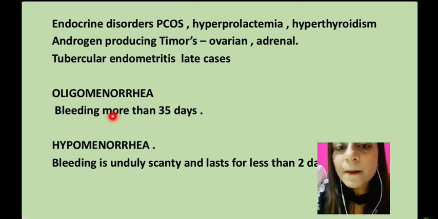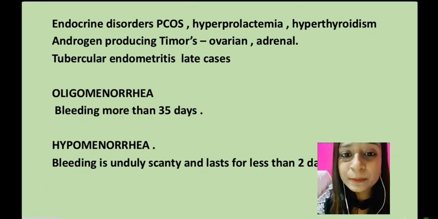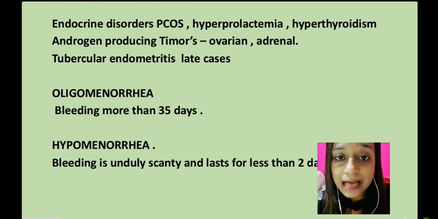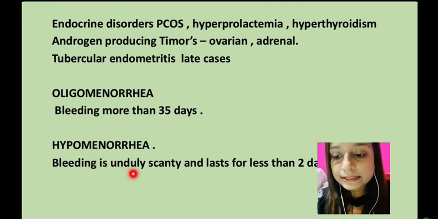late cases. Next, coming to oligomenorrhea. What is the meaning of this? It is bleeding at intervals of more than 35 days. Oligo means absence or less. Amenorrhea is absence. Oligo means there is bleeding which is more than 35 days apart, not regular.